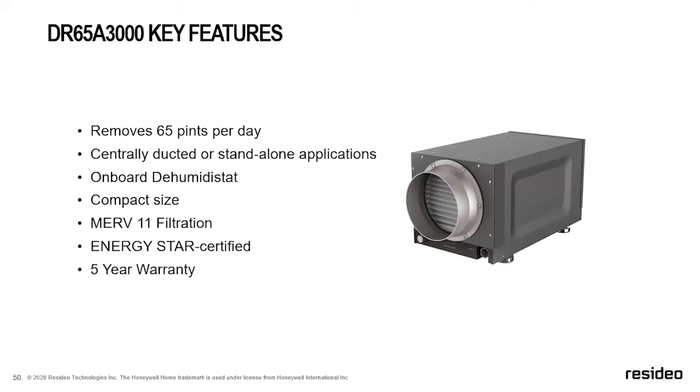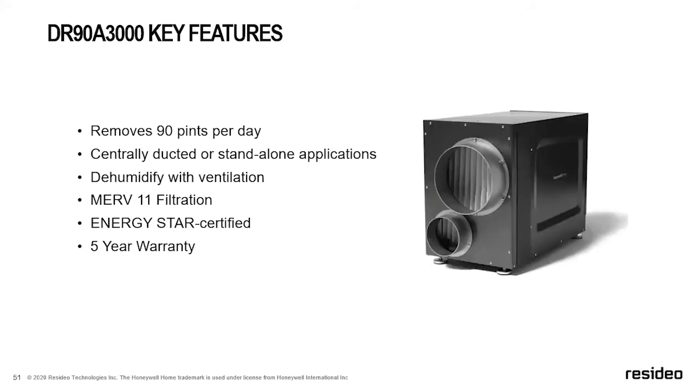There's magnetic strips on the side that they just peel away, and the filter access is provided. Then you put the magnet covering back over it. And they're also all Energy Star certified and come with a 5-year warranty. So there's your DR65. Take notice when we go to our DR90, we actually have 2 inputs rather than the 1.